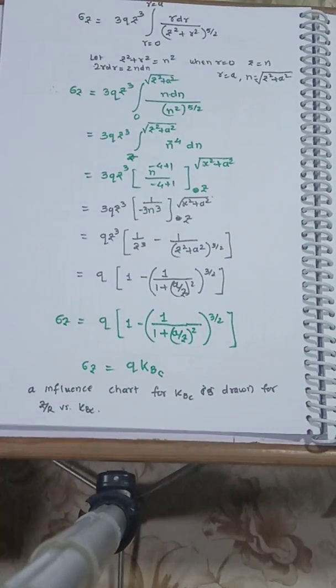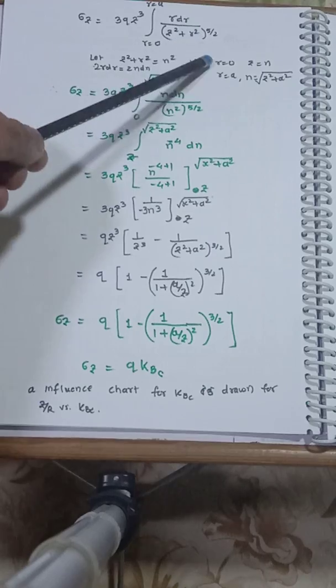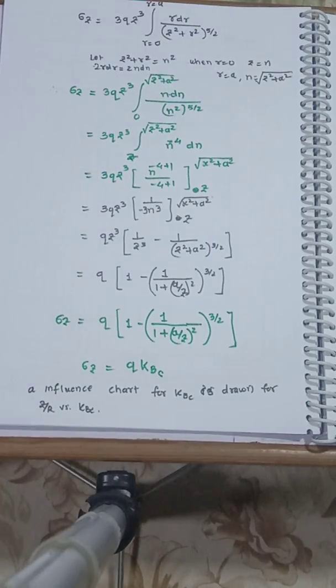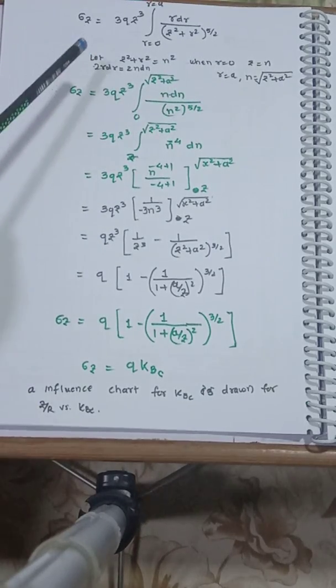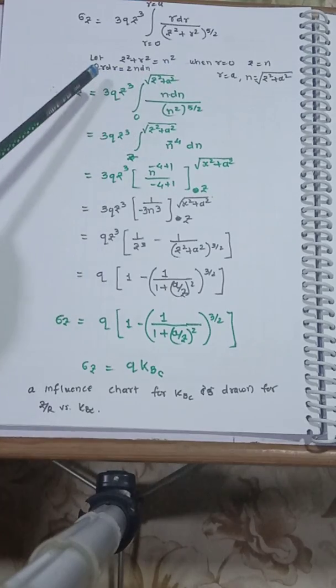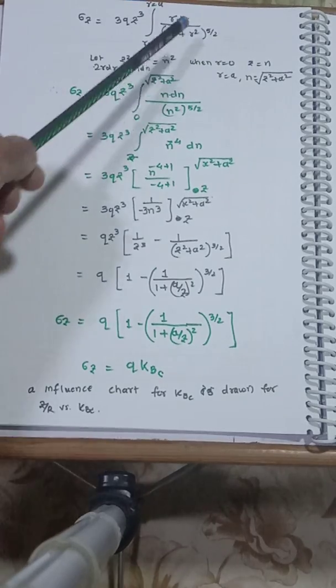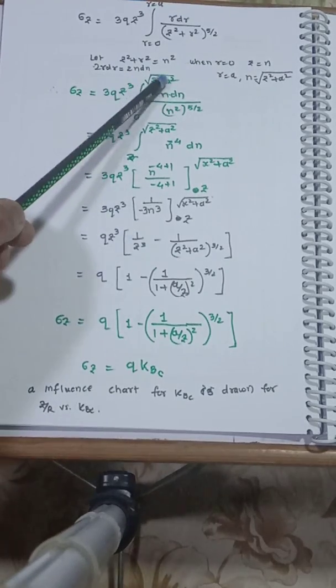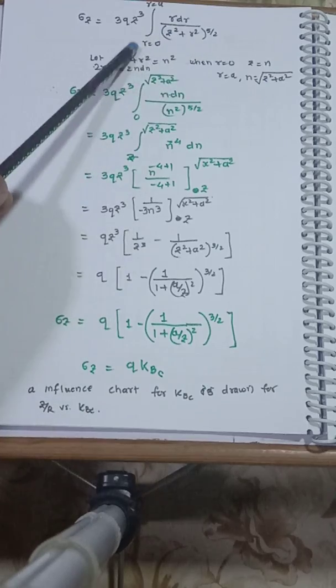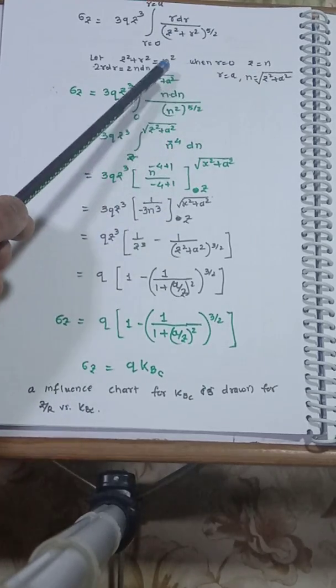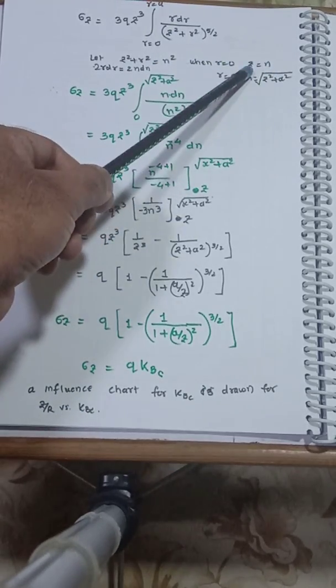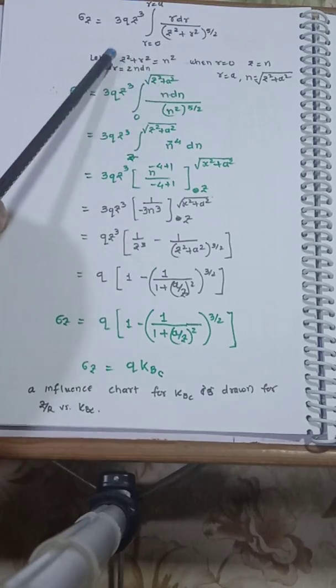Okay, so by substitution, let z square plus r square be equal to n square. Then we can write 2r dr is equal to 2n dn. Therefore r dr is equal to n dn. So r dr can be substituted as n dn, and the limits: when r is 0, then n is equal to z.